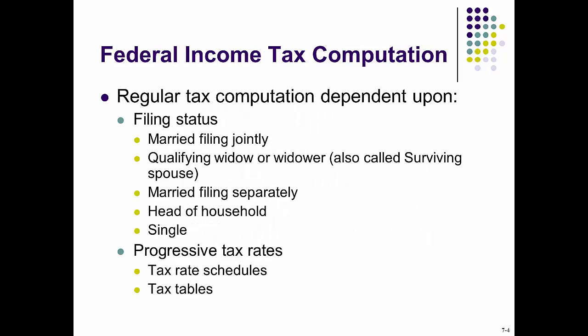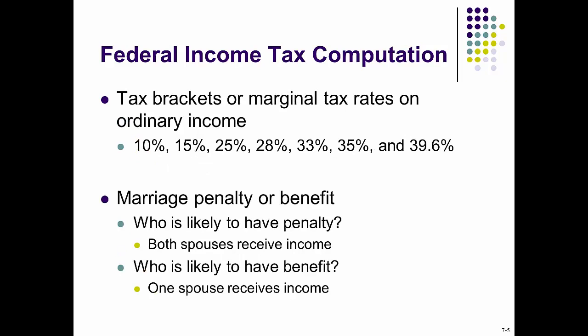Regular federal income tax computation: the gross tax amount is computed with a tax rate schedule times the taxable income, or what we call a tax base. A tax rate schedule has several brackets of income taxed at different, increasing rates from 10% all the way up to 39.6%. Filing status affects the range of income to be taxed at different tax brackets.